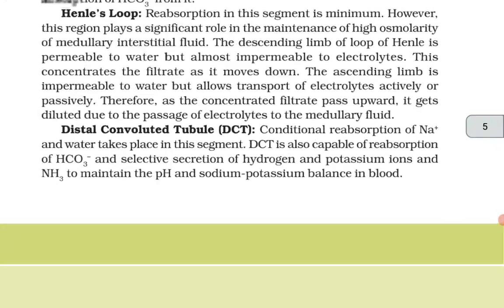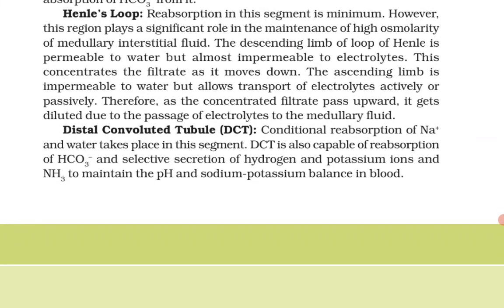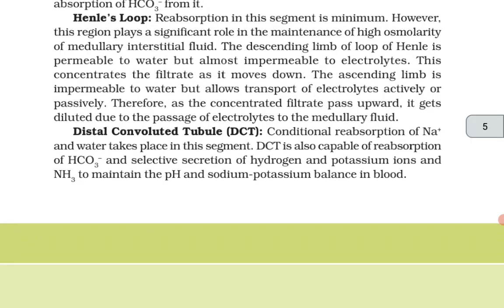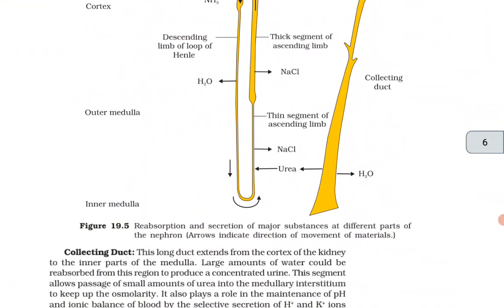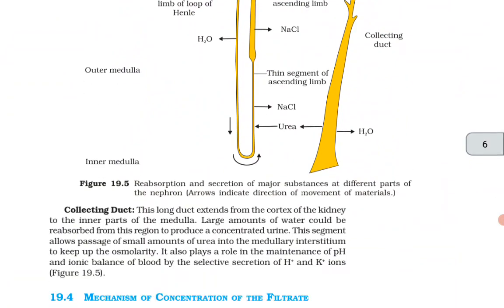Distal convoluted tubule, DCT. Conditional reabsorption of Na+ and water takes place in this segment. DCT is also capable of reabsorption of HCO3- and selective secretion of hydrogen and potassium ions and NH3, ammonia, to maintain the pH and sodium-potassium balance in blood. Figure 19.5 shows reabsorption and secretion of major substances at different parts of the nephron.